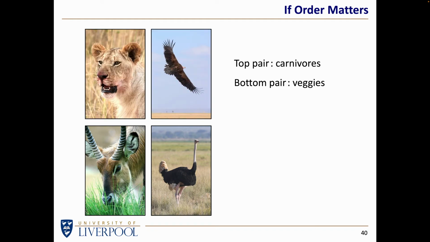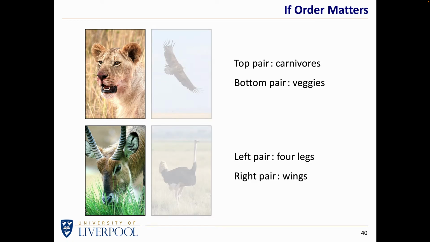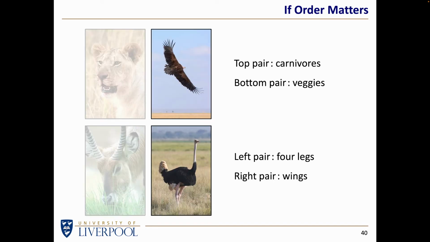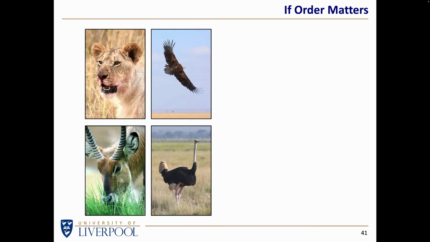But we could take those 4 animals and we could think of them as 2 different pairings. We could think of it as, well, the left-hand pair have got 4 legs, the lion and the waterbuck, and the right-hand pair have got wings, the vulture and the ostrich. Yes, I know the ostrich can't fly, but it still has wings. It still counts, okay? So, if order matters, let's do a little experiment. Let's pick 2 out of the 4.